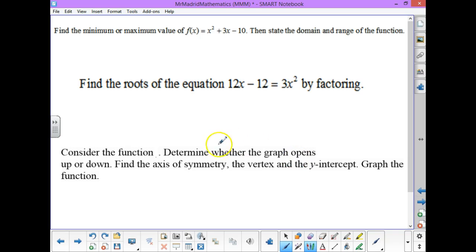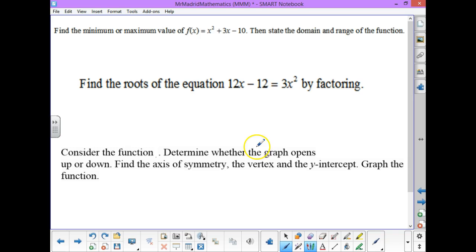Alright, the rest of this, I'm going to go fast, but remember, you can always pause the video. Here's a couple of questions that you really want to refresh from our recent material. Okay, the minimum or maximum, which we covered today. You want to have the notes on domain and range. You want to find the roots of this equation. We looked at this problem. And consider the function such and such. Determine, this one's going to be very important. These three are going to be important.